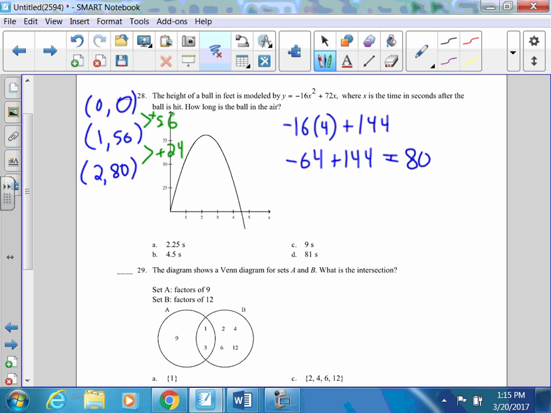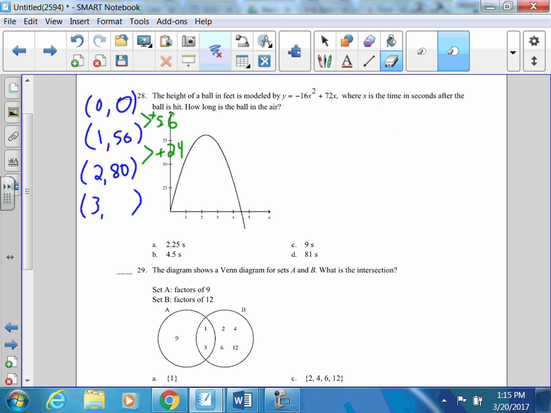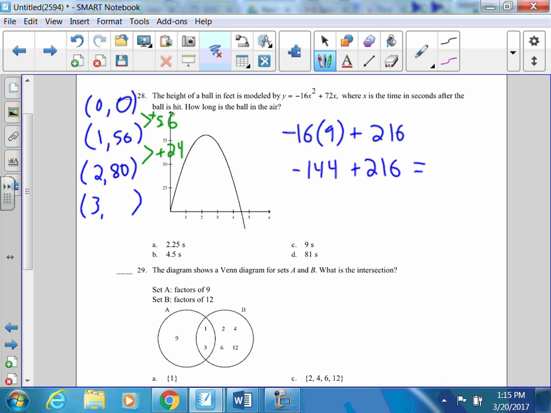Okay, so let's go ahead and do 3 seconds. What's that going to be? All right, so you plug in 3. It'll be negative 16 times 9, right? 3 squared. Plus 72 times 3, which is 216. Now, negative 16 times 9 is negative 144, and then you add 216 to that. That's going to give you 72 right here. So after 3 seconds, it's 72 feet in the air. That tells you it's actually falling back to the earth.